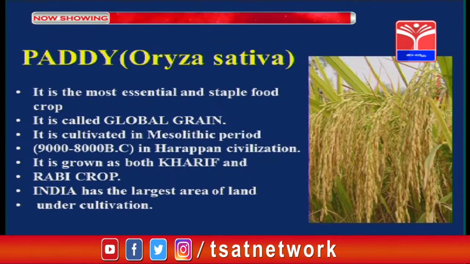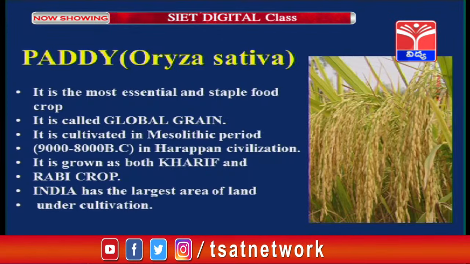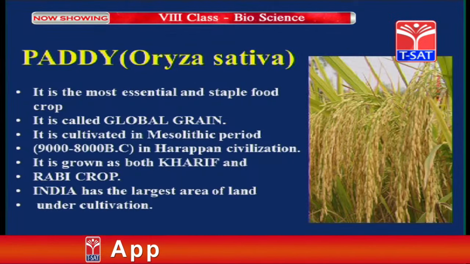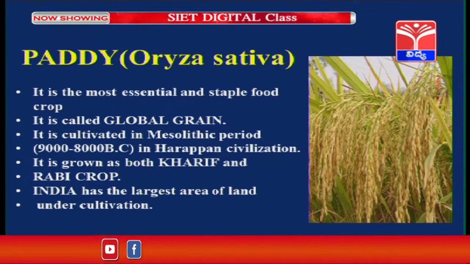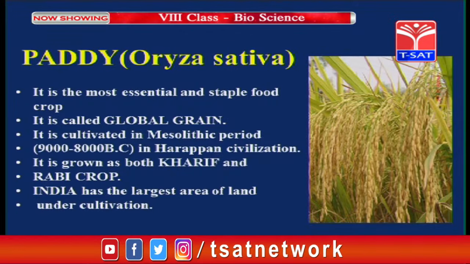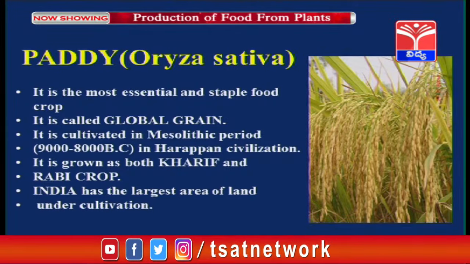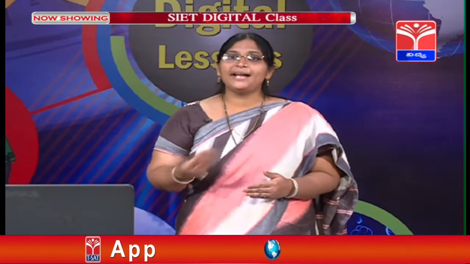Its cultivation started in the Mesolithic period, that is in the Harappan civilization. This is grown as both a Kharif and a Rabi crop. Even in China and Japan, this rice crop is grown. India has the largest area of land under paddy cultivation. Though we have the largest area, the production is more in China and Japan.